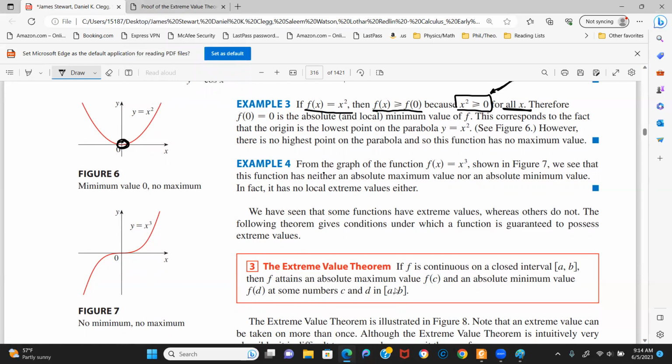But what does the extreme value theorem say? It says if you have a continuous function, so you have a nice function on a closed interval, then the function attains a maximum value and a minimum value. So it attains an absolute maximum f of c and an absolute minimum f of d for some numbers c and d in your domain, which is this closed interval.